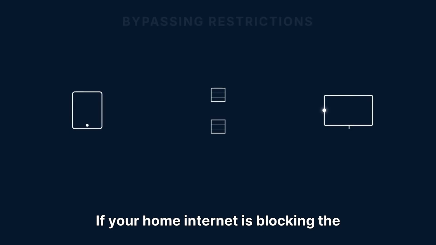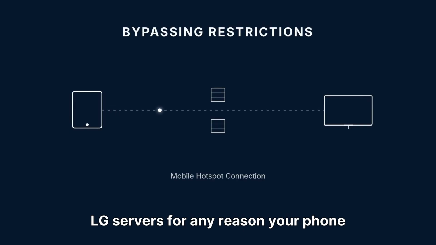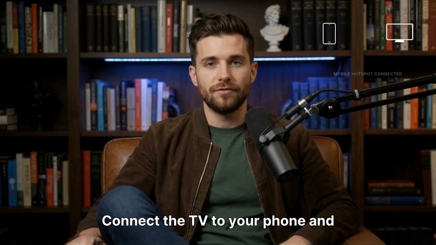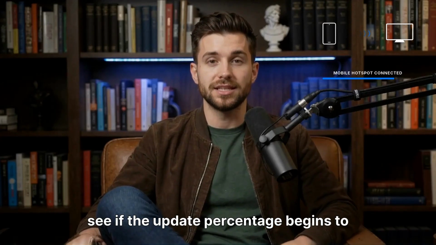Step 7 is to try a mobile hotspot. If your home internet is blocking the LG servers for any reason, your phone data might bypass the restriction. Connect the TV to your phone and see if the update percentage begins to move.